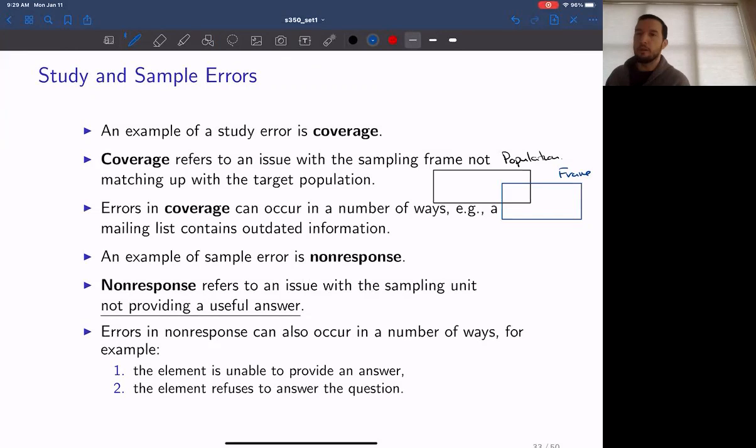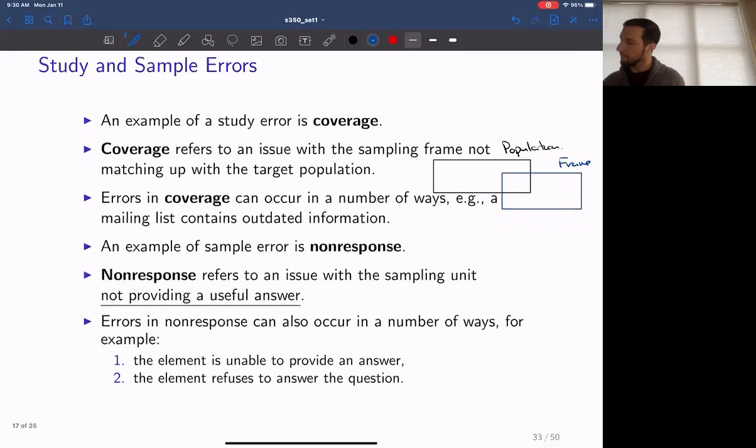Okay, an example of sample error. This is a misalignment between the sample and the target population. An example would be non-response, which is probably the most serious type of error. This refers to the unit not giving, for example, a useful answer. But the idea of not giving a useful answer can be multifaceted. This could be them simply not replying at all, to replying but lying. Anything on that scale could be considered a non-response issue.